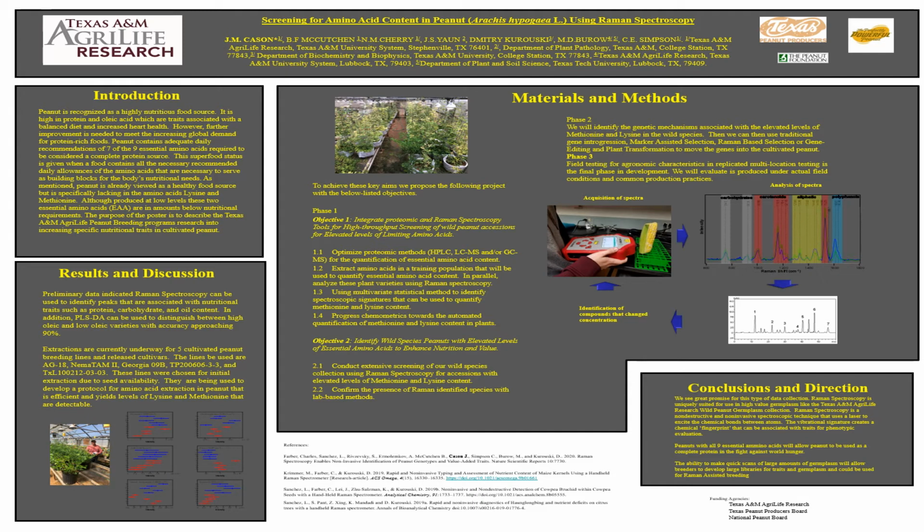Furthermore, we feel that peanuts with all essential amino acids at levels that are needed for human nutrition will allow peanut to be used as a complete protein in the fight against world hunger. And then finally, the ability to make quick scans of large amounts of germplasm will allow breeders to develop large libraries for traits and germplasm that could then be used for Raman-assisted breeding. We are very excited about this project and see great promise in the results that we are obtaining at this point.